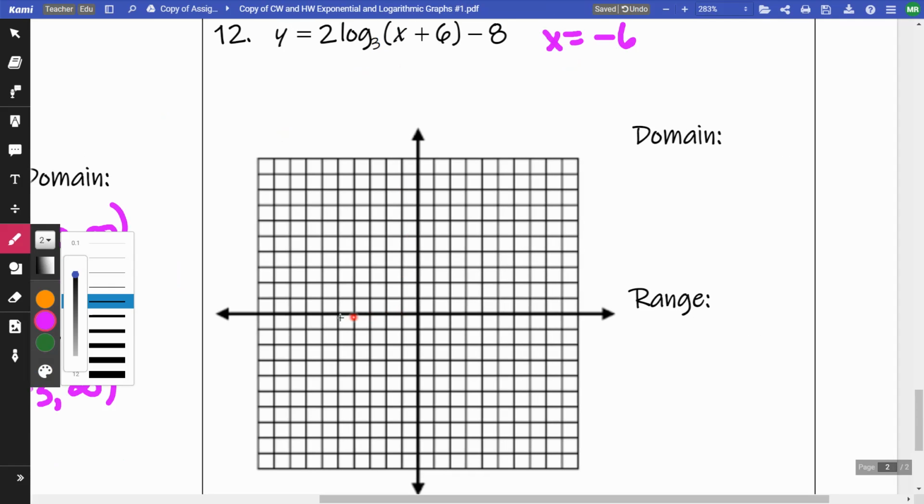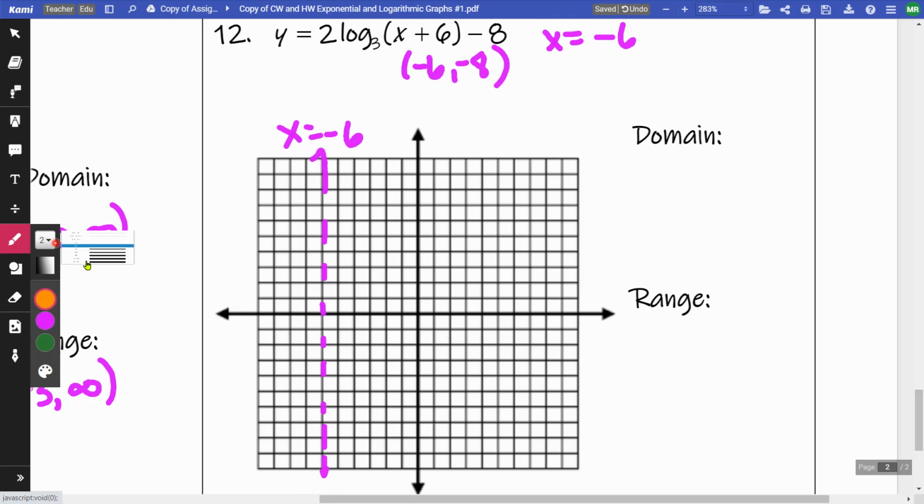So 1, 2, 3, 4, 5, 6. -6, -8 is kind of where my graph's going to start. So here's -6. Then I'm going to go down 8, 1, 2, 3, 4, 5, 6, 7, 8. I'm going to go out 1. I'm doing base 3. Log base 3 of 1 is 0. I'm going to go out 3. Log base 3 of 3 is 1. Okay, I'm going to go 9. 1, 2, 3, 4, 5, 6, 7, 8, 9. Log base 3 of 9 is 2.